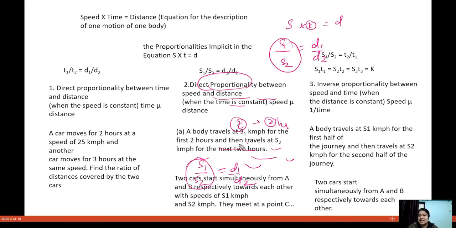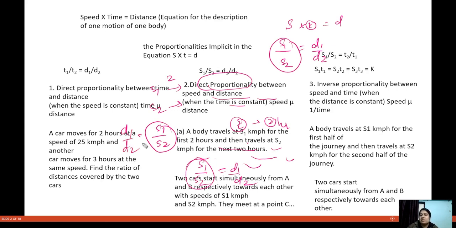Okay. So if anyone asks you that for 2 hours one body is traveling at speed S1 and in the same 2 hours another body is traveling at speed S2, what is the ratio of their distance? So the ratio of their distance is S1 by S2 only. Okay.